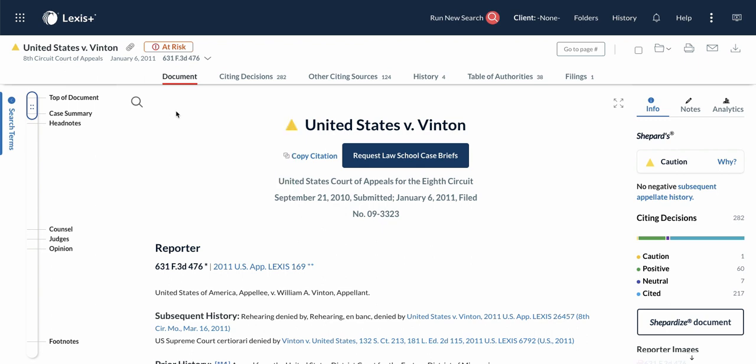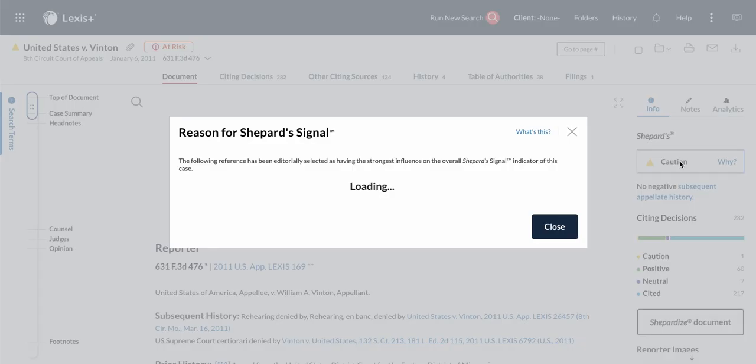Let's look at this in Lexis. Sticking with United States v. Vinton, we see that it has a yellow triangle, which means caution, possible negative treatment. You find out the reason this was the symbol given by either clicking on the signal, clicking on citing decisions and filtering by the analysis, or clicking the signal in the right-hand bar, which gives you the option of jumping to that part of the case.